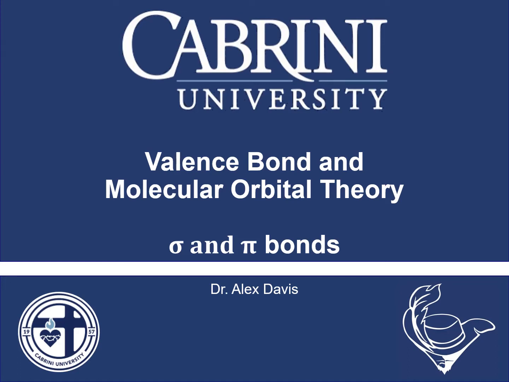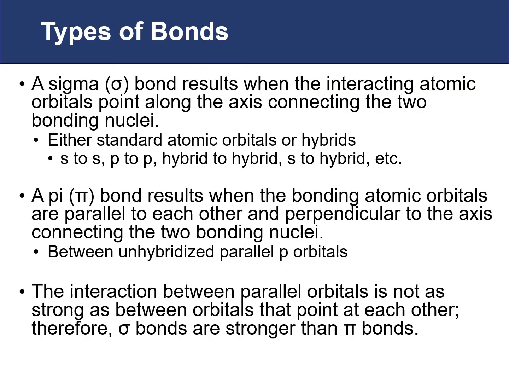In this video, we will be discussing the two types of bonds that we will be considering using valence bond and molecular orbital theory, the sigma and pi bonds. A sigma bond results when the interacting atomic orbitals point along the axes connecting the two bonding nuclei. This axis is sometimes called the internuclear axis. Either standard atomic orbitals or hybrids can form sigma bonds.